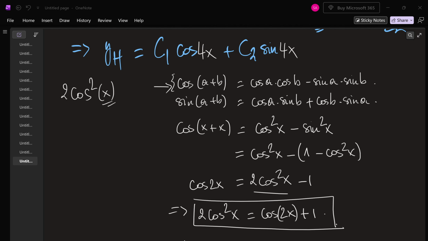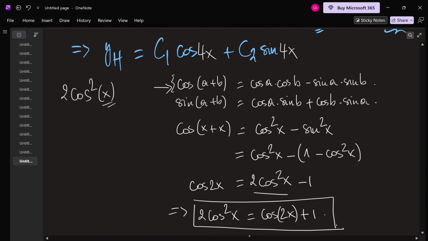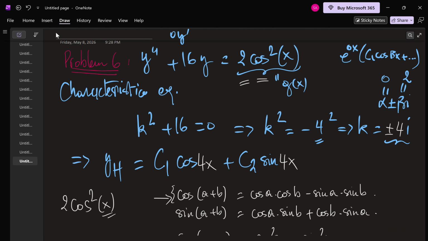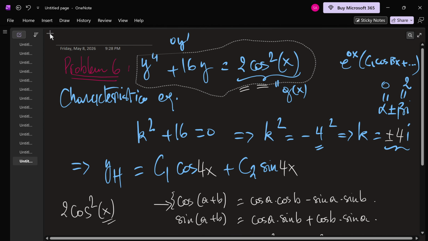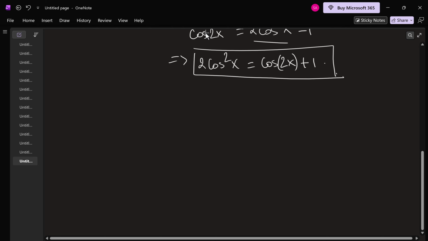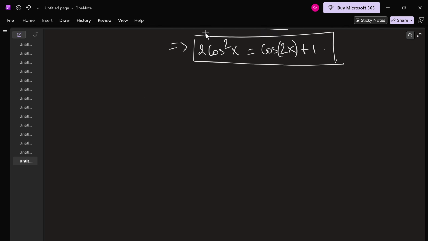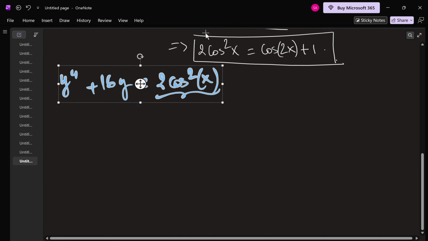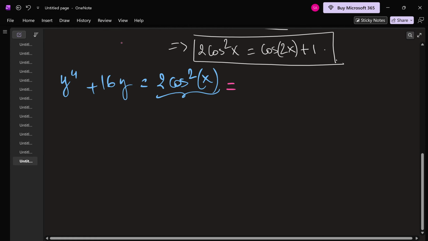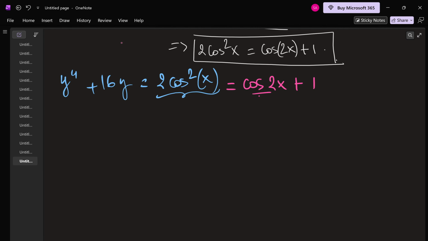So now we replace it. So this equation is actually, let me rewrite it down here. Let's take this part, copy this part here, copy. Now we get down. So paste. So this is equal to cos 2x plus 1. Okay, so we have a trigonometric function plus a constant.